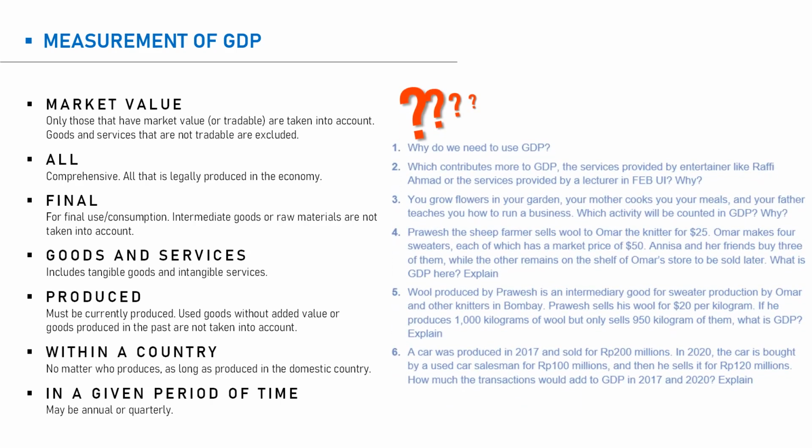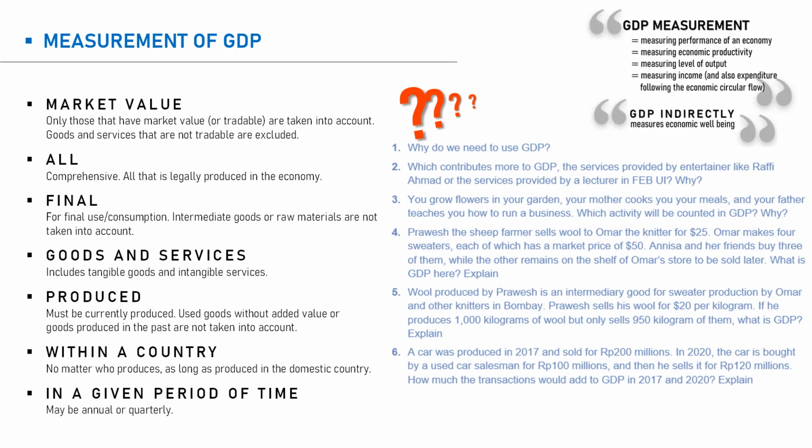For the first question, I think it's quite straightforward since GDP can measure several important things here. Then we know the importance of using GDP, especially in the macroeconomics context. And for the second question, before we do the evaluation of the contribution between entertainer and lecturers, we have to make sure that the activities are really included in the GDP calculation. And for sure, from the information, all these conditions are checked.